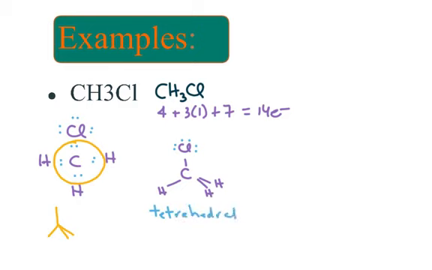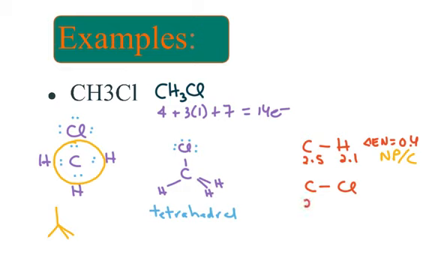And this time for the polarity, I have to check 2 types of polarity. So I have CH bonds, and I also have a CCl bond. So I've got 2 dipoles to check. So let's check the carbon hydrogen first. So carbon is a 2.5, hydrogen is a 2.1 for a difference of 0.4. So this one is non-polar, or we can say it's covalent.